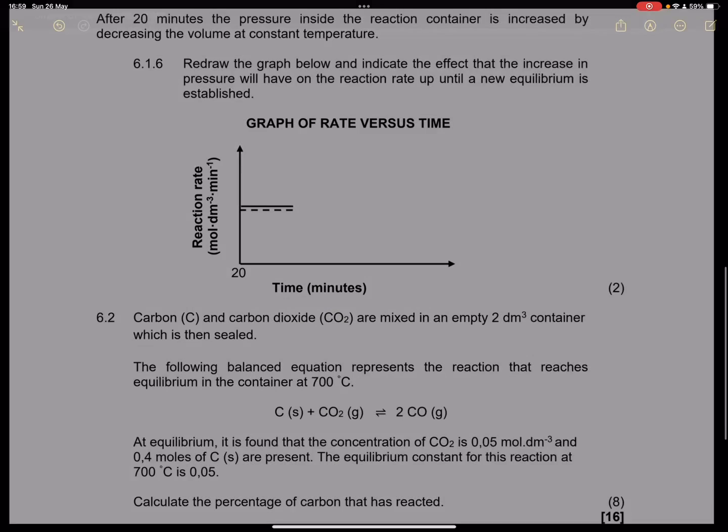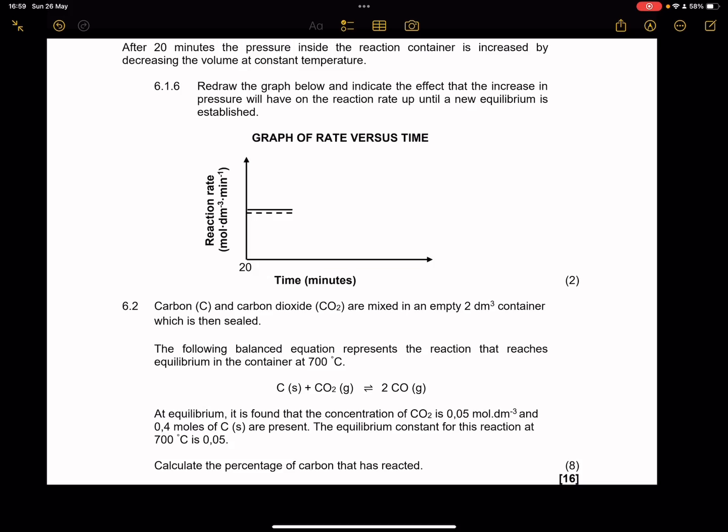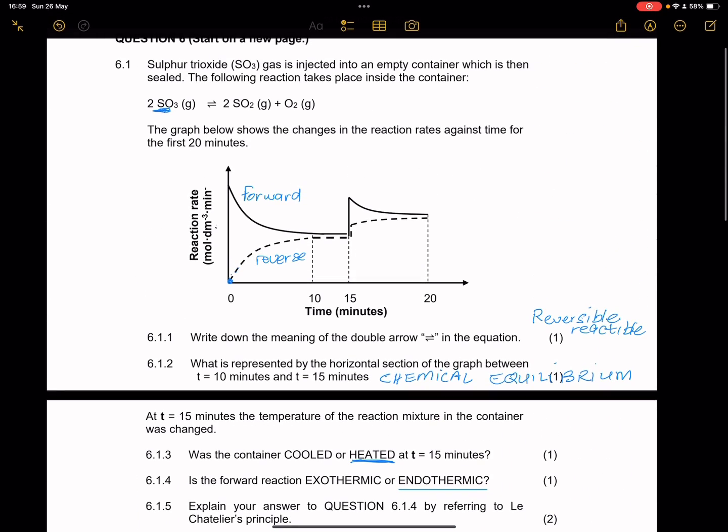So they say to us, at 20 minutes, the pressure inside the reaction container is increased, right? They say by decreasing the volume at constant temperature. Now, quickly, I want us to go back to the reaction, right? So in this case, remember that when I increase pressure, I am going to squeeze, or I'm going to make the space much, much smaller.